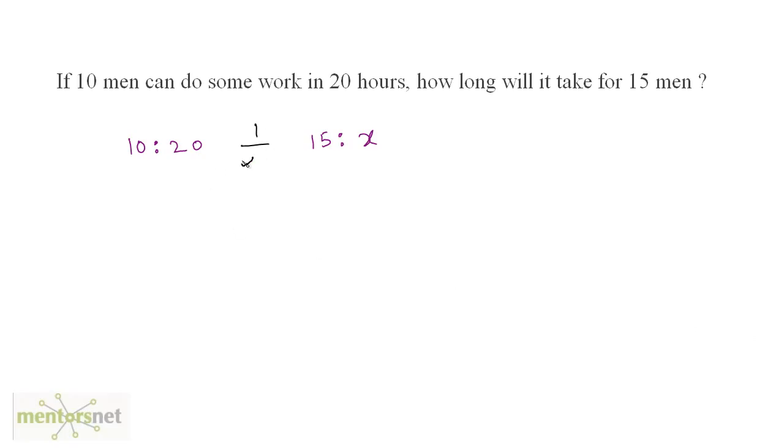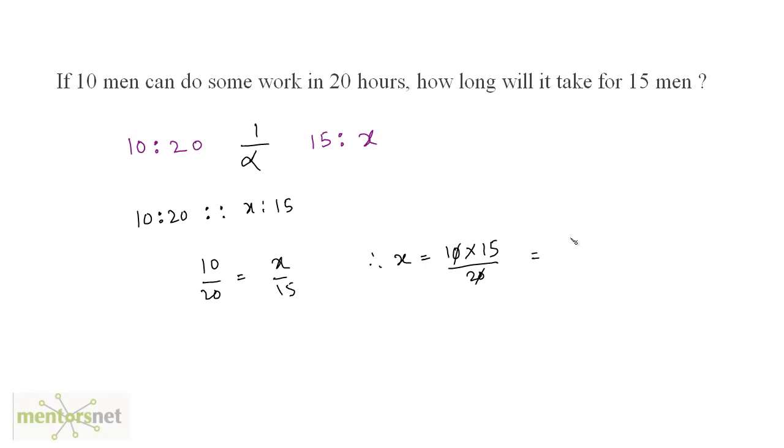But this is in inverse proportion, right? So I can say that 10 is to 20 is in proportion with the inversion of one of the ratios. So let us invert 15 is to x. So x is to 15. Therefore 10 by 20 is equal to x by 15. And hence x is equal to 10 into 15 by 20. So I have x's value as 15 by 2. So it takes 15 by 2 hours to complete the work by 15 men, right?